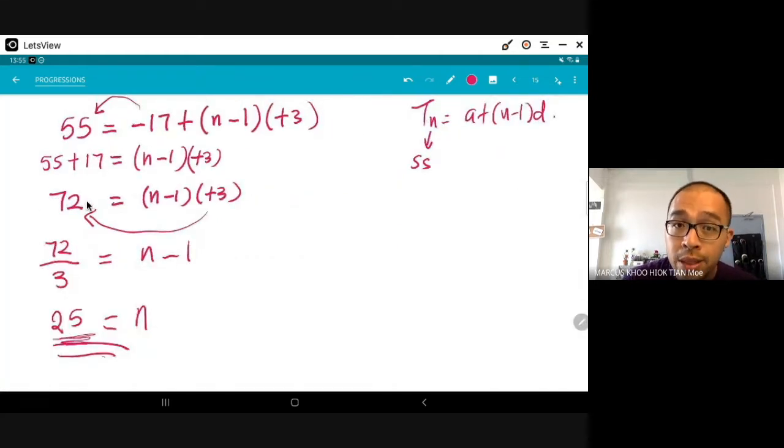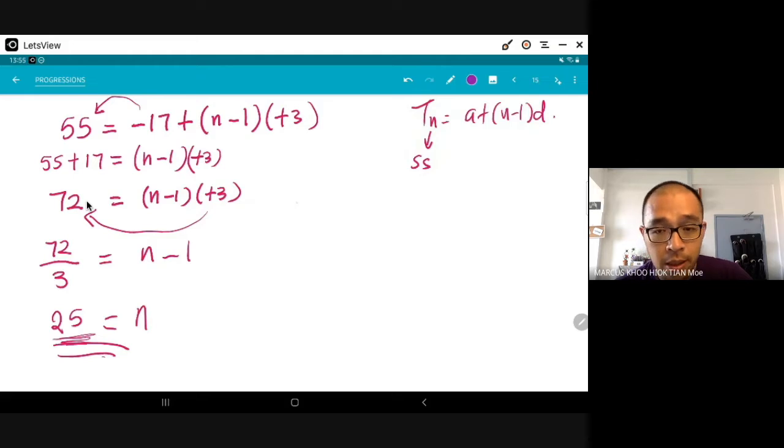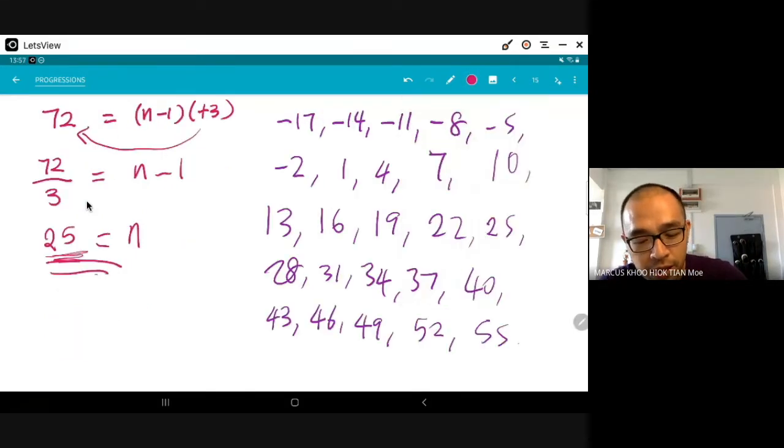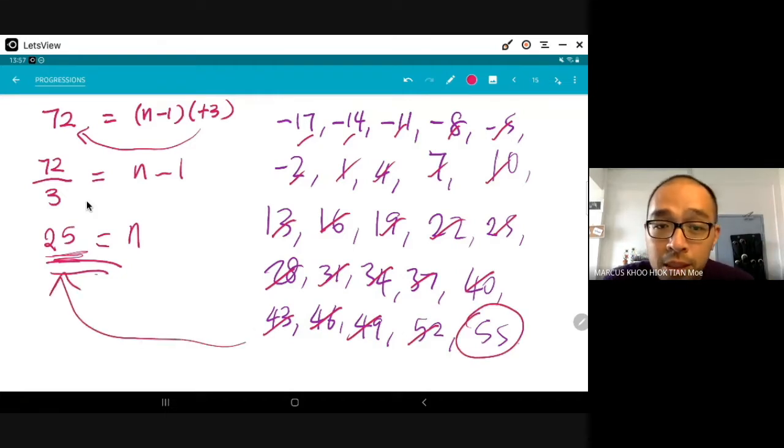Can I do this manually? Can. Okay, come, we do manually. Mari kita buat sama-sama. Tell me the next numbers are negative 17, negative 14, negative 11. Lepas tu apa? So kita tengok 1, 2, 3, 4, 5, 6, 7, 8, 9, 10, 11, 12, 13, 14, 15, 16, 17, 18, 19, 20, 21, 22, 23, 24, tempat ke 25.